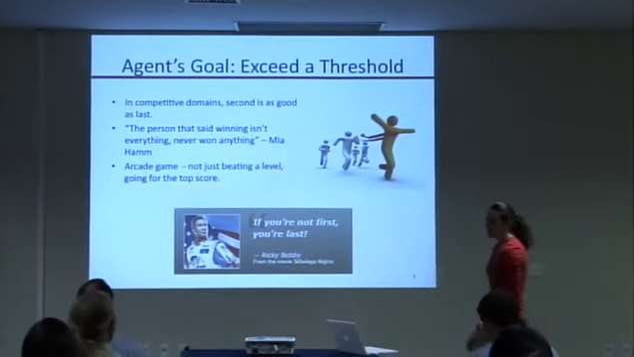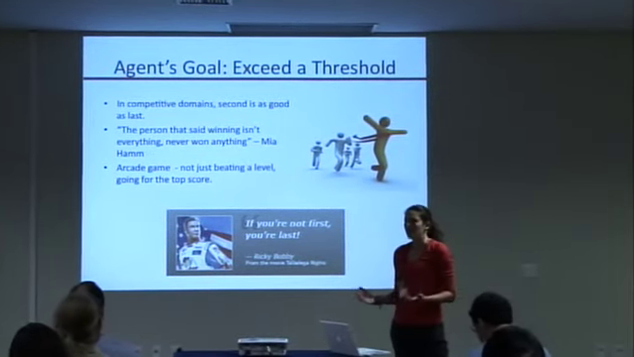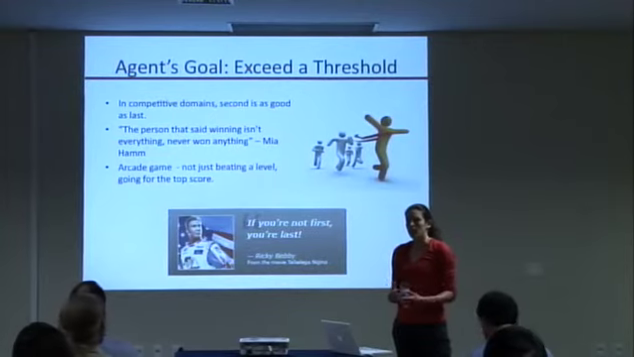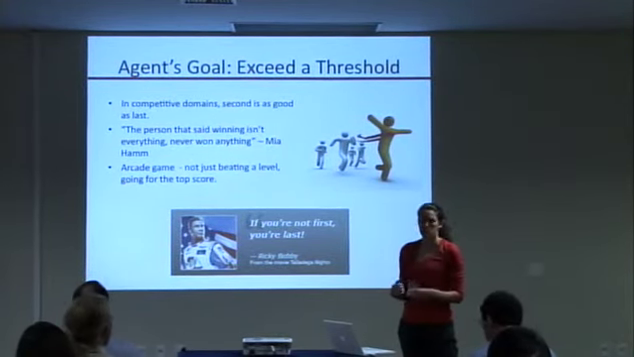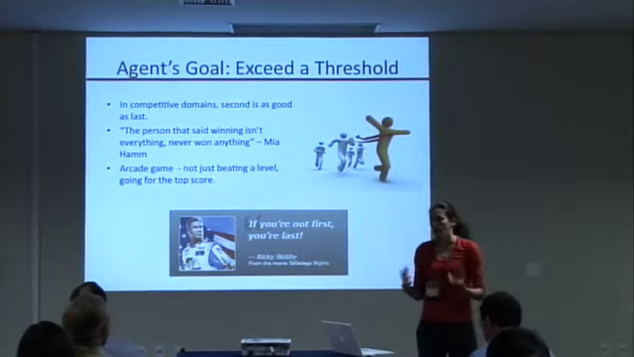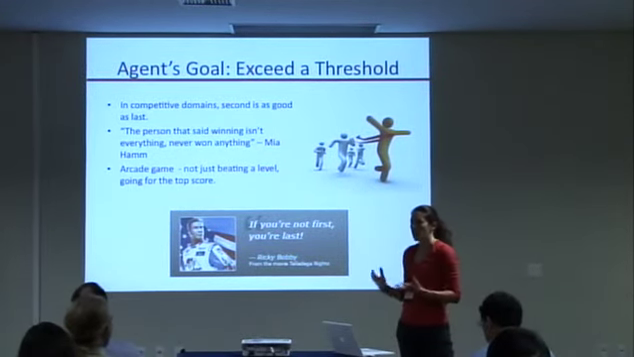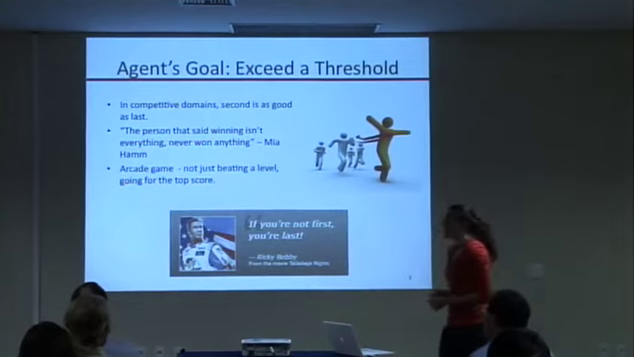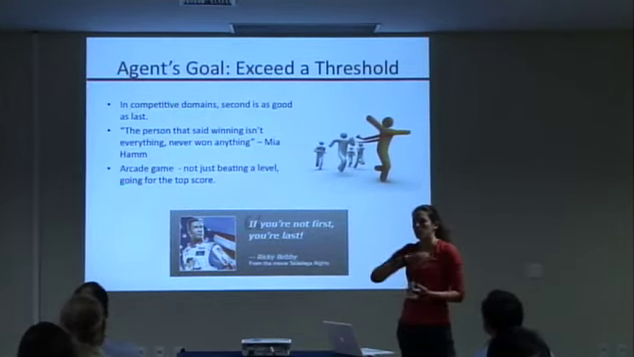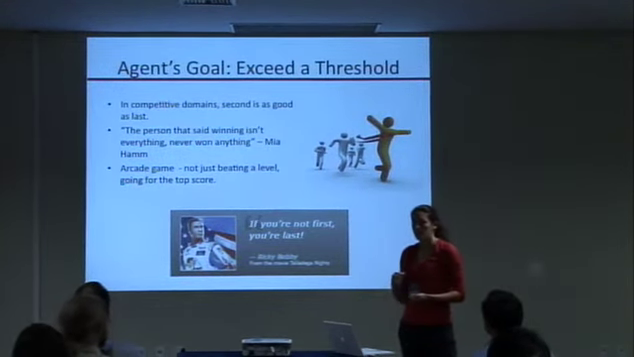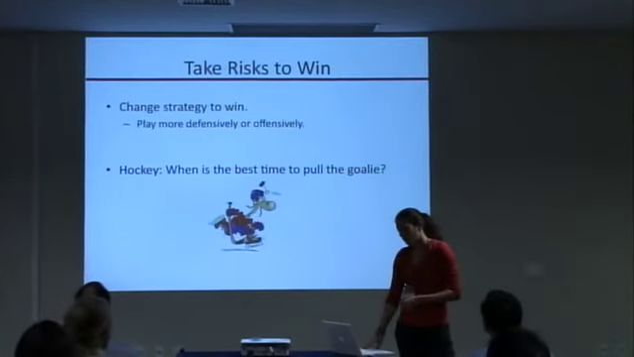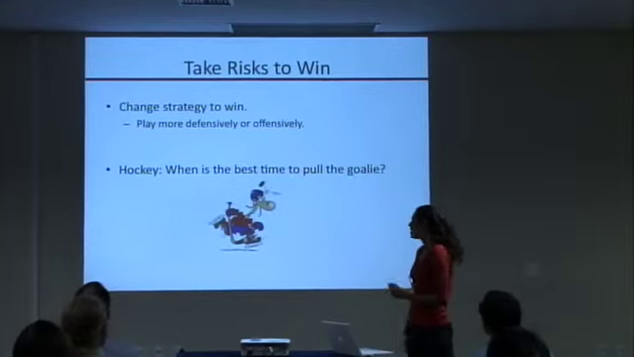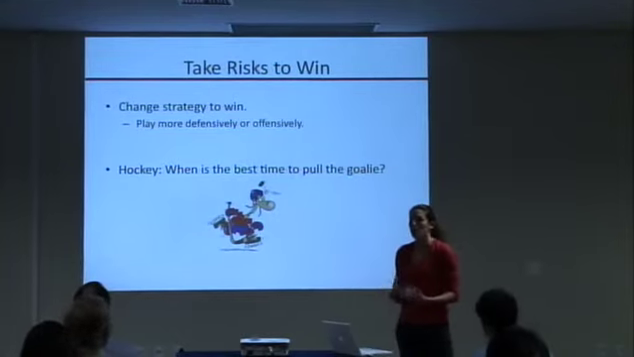The different domains that we care about when exceeding thresholds, you can think of as competitive domains. These are domains where the difference between second and last might actually be negligible, so you want to do all you can to win. A nice example of this is not doing the best on average, like in an arcade game, but actually trying to achieve the top score. So it's natural for an agent to want to take risk to accomplish this goal.